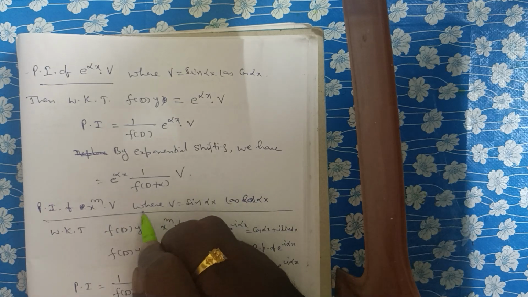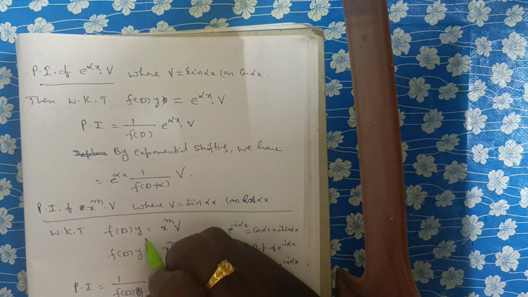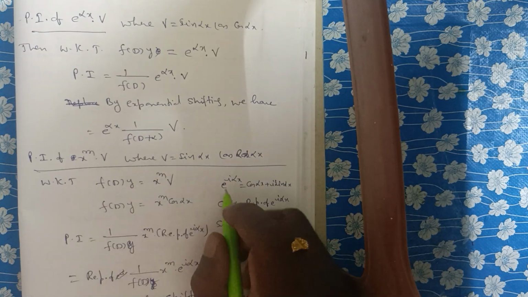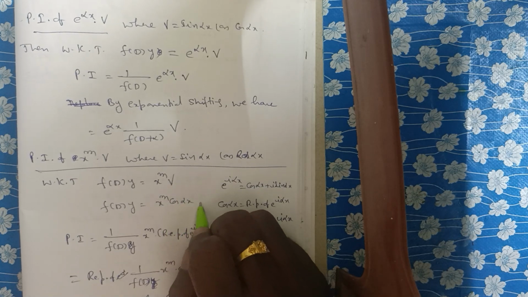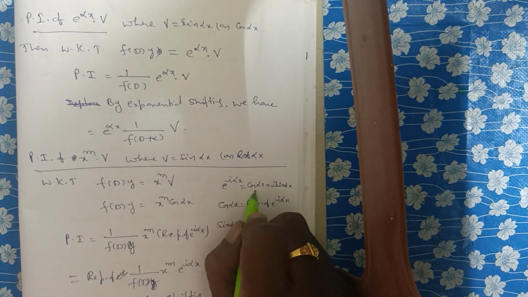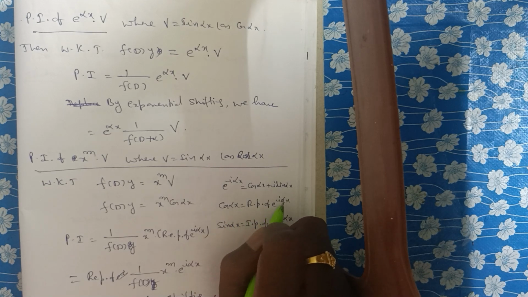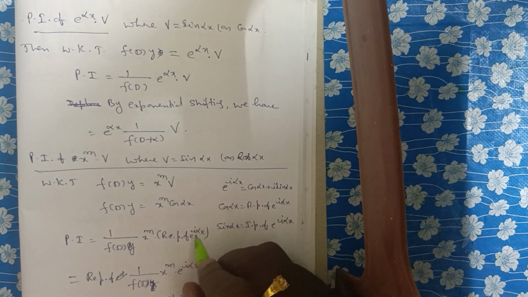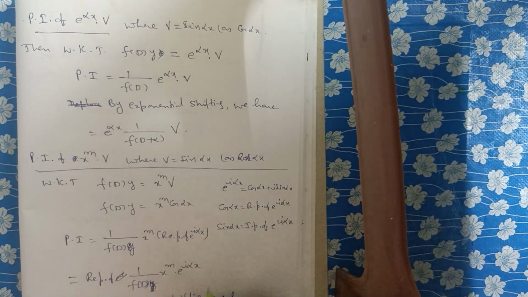Particular integral of x^m into v, where v is equal to sin alpha x or cos alpha x. We know that f(D) y is equal to x^m into v, where v is cos alpha x. We are writing f(D) y is equal to x^m into cos alpha x. In that case, we remember that e^(i alpha x) is equal to cos alpha x plus i sin alpha x. By that, cos alpha x is equal to the real part of e^(i alpha x), and sin alpha x is equal to the imaginary part of e^(i alpha x). Then we can write cos alpha x as the real part of e^(i alpha x).